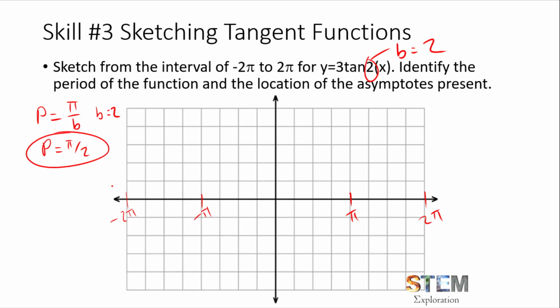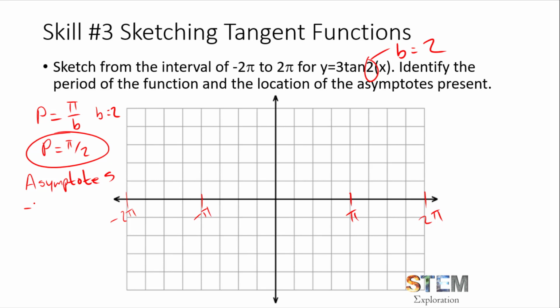And if I have a b value, I can actually determine where the first asymptote is. The equation for your asymptotes is as follows.